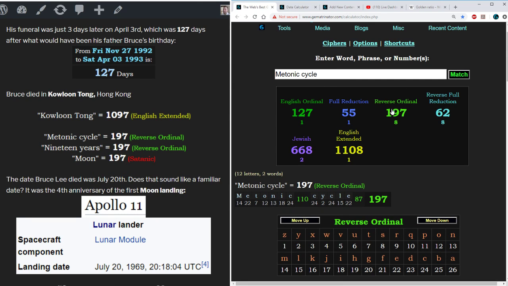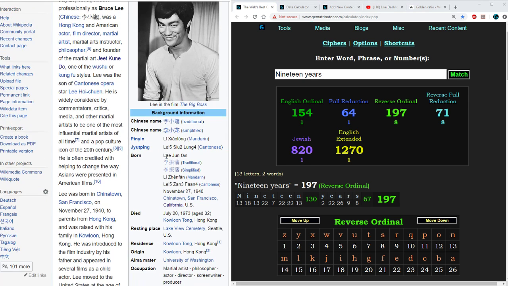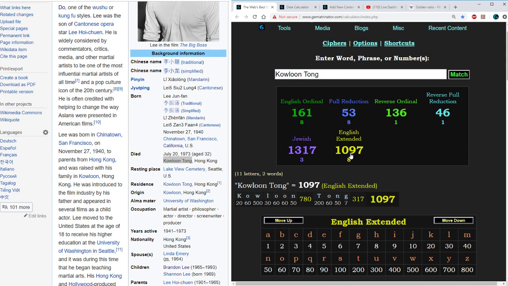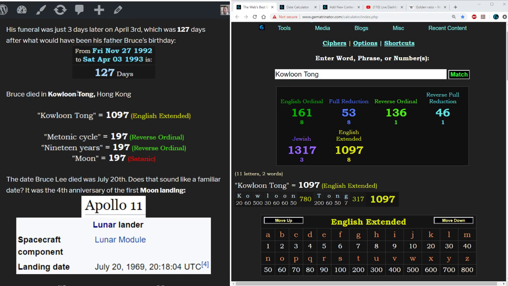Notice how in the reverse order, Metonic cycle equals 197. The Metonic cycle is 19 years in length. This is coded into the language accordingly. The word moon has gematria of 197. But look at where Bruce Lee died. Kowloon Tong in Hong Kong. In English extended, this sums to 1,097. And again, in numerology, this represents the same number.